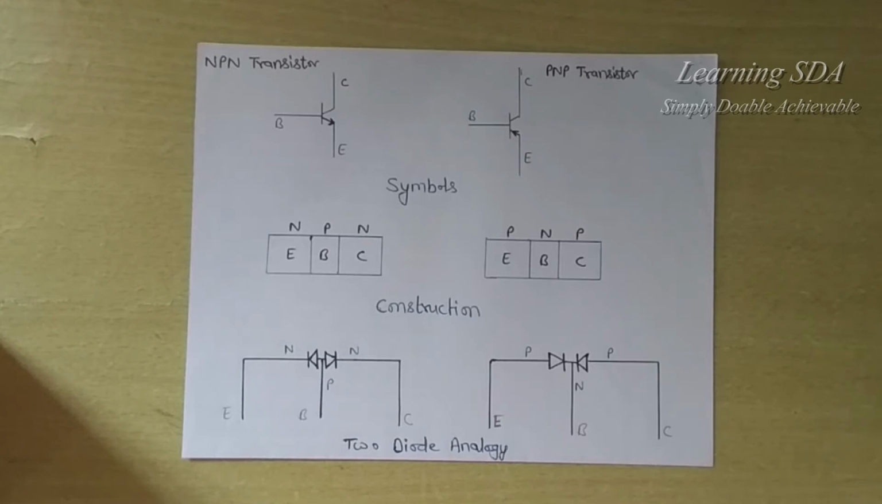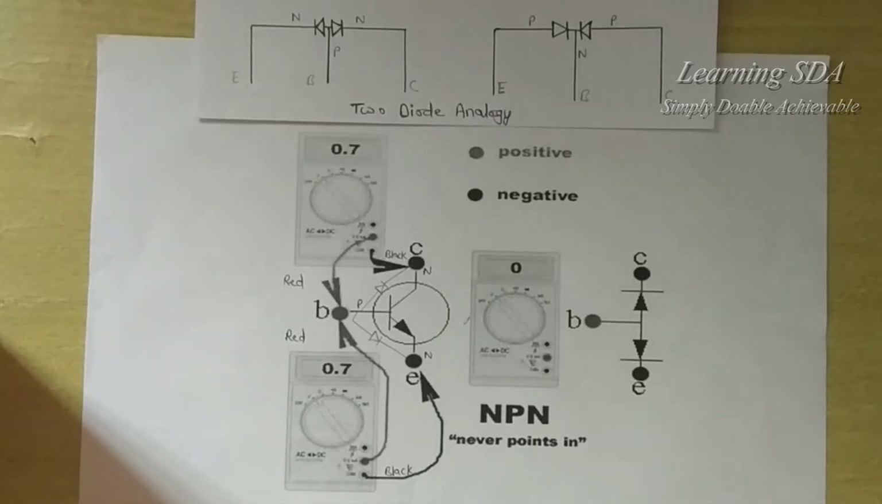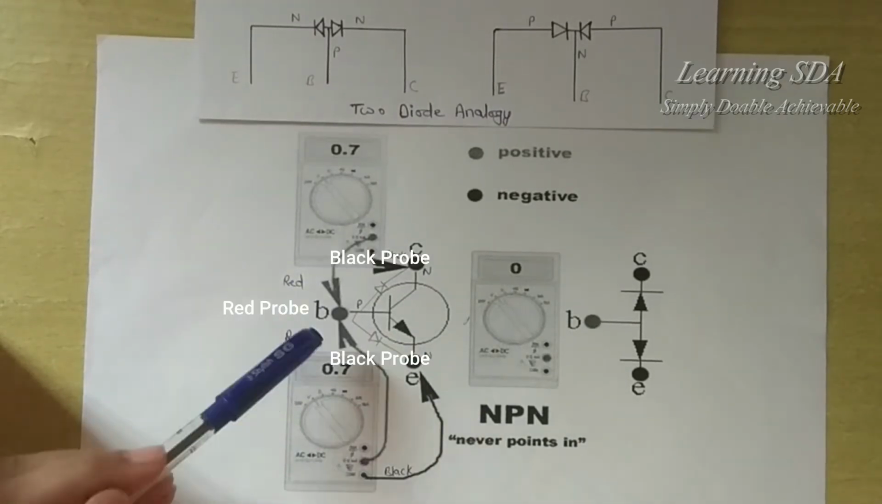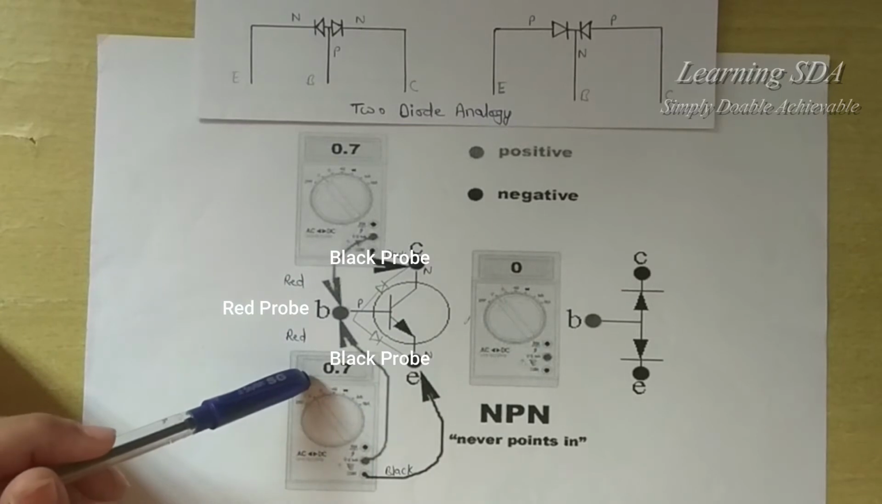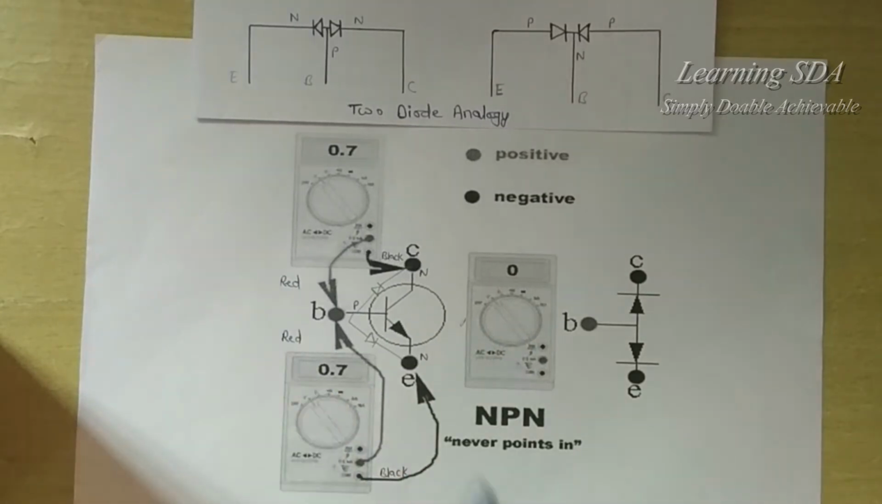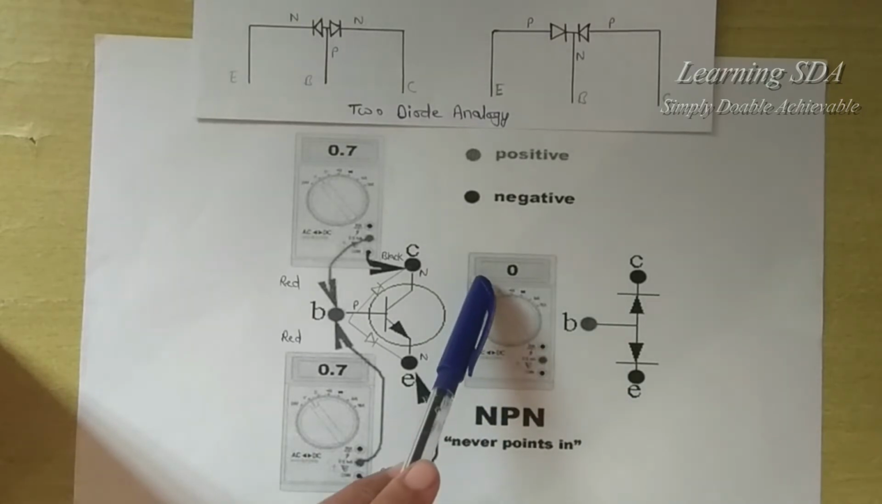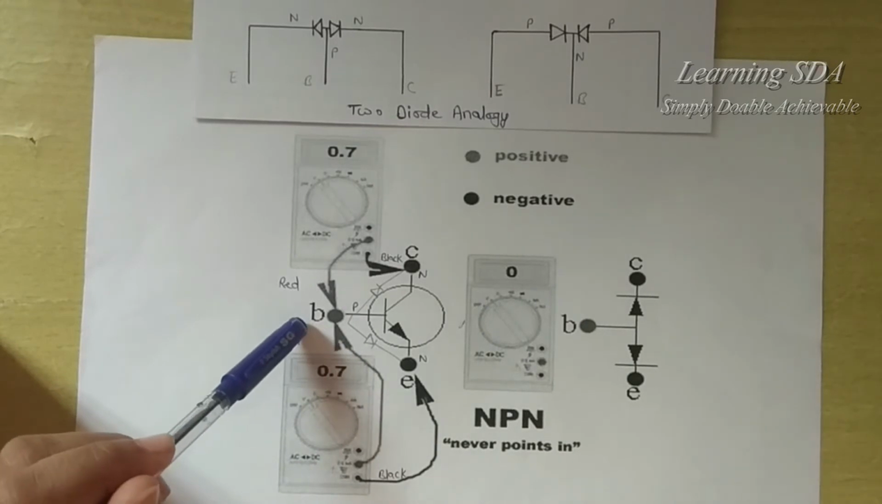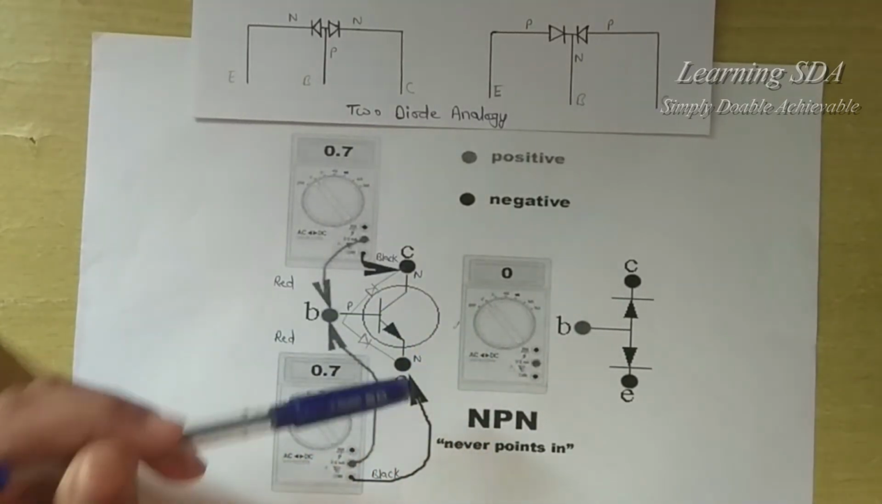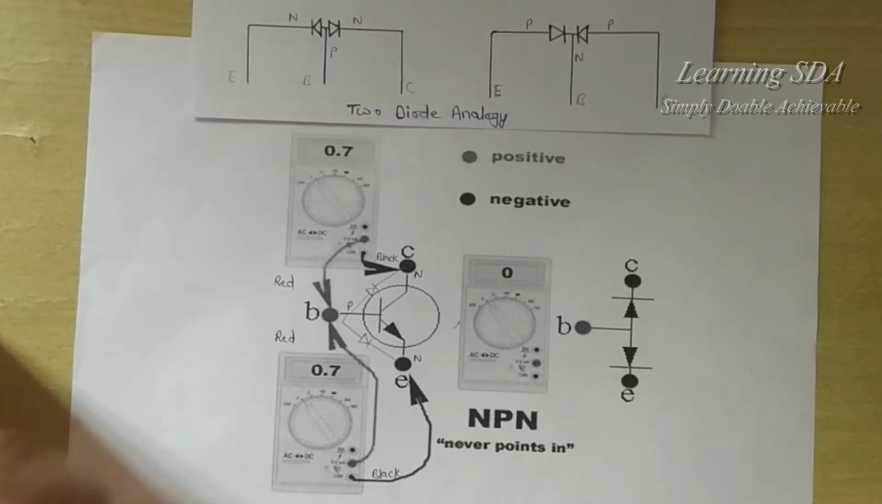So for testing of a transistor, we place the multimeter knob in the diode testing range, and we place the red probe on the common terminal and the black probe on the other two terminals, and we get a forward bias reading, that is some reading between 0.5 to 0.7, and in reverse condition we get no reading. In this case that common terminal will be the base and the other two terminals will be emitter or collector.